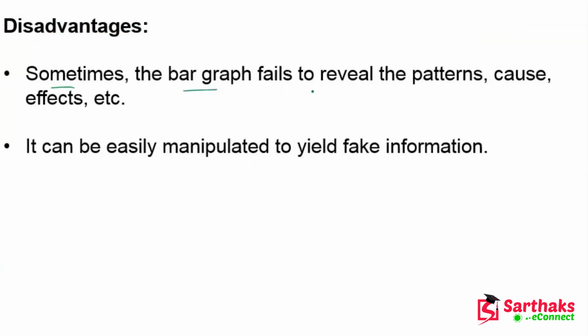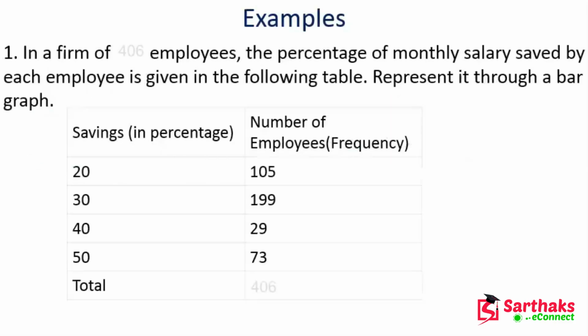Sometimes the bar graph fails to reveal the patterns, causes, effects, etc. Okay, it fails to reveal the patterns or causes or effects. And it can be easily manipulated to yield fake information. Okay, so this is the biggest disadvantage of the bar graph. Now let's solve some problems, okay, so that you can understand better.